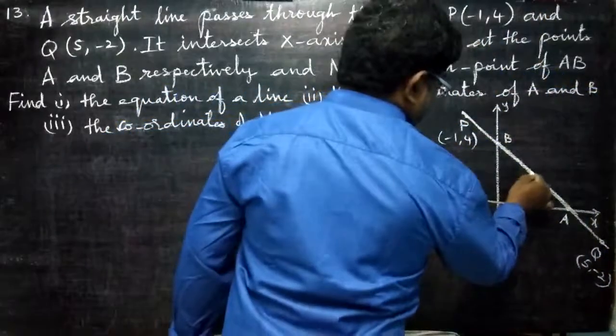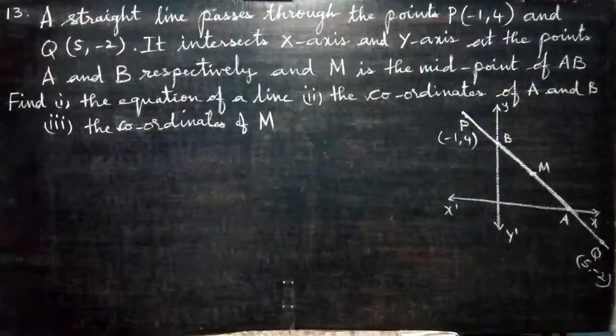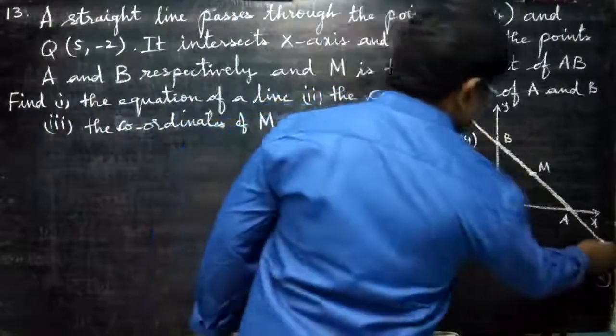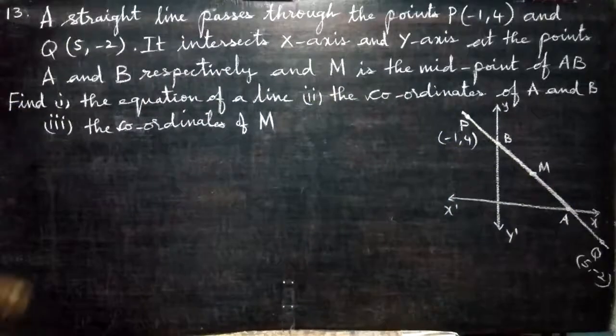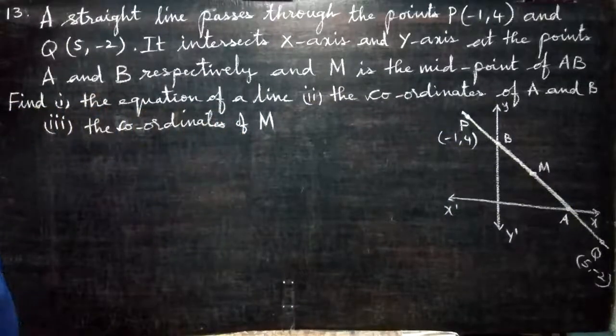Between A and B there is a point M, which is the midpoint that we have to find. This is P, this is Q. You can draw one circle or square. Now, first bit, find the equation of a line.